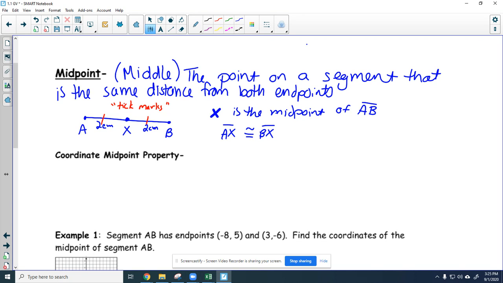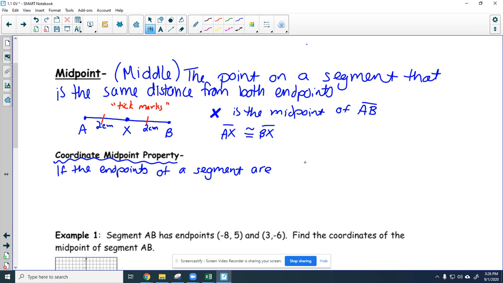Now, what we'll be doing today in this video is actually locating the midpoint on a coordinate plane. All right, so we're going to have this kind of complicated sounding property that we're going to write out, but please just bear with me. We're going to write it out and then I'll kind of clarify what's actually going on here. So here's what the coordinate midpoint property says. If the endpoints of a segment are given by these two coordinates.